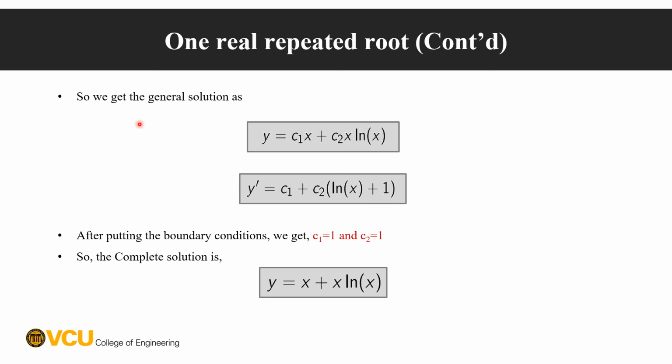So we get the general solution as y equals c1 x plus c2 x ln x. If we differentiate both sides, we receive this. After doing this, if we plug in our boundary conditions, we get c1 equals 1 and c2 equals 1. After plugging it in the general solution, we get something like this: y equals x plus x ln x. So I hope you all have understood the real repeated root.